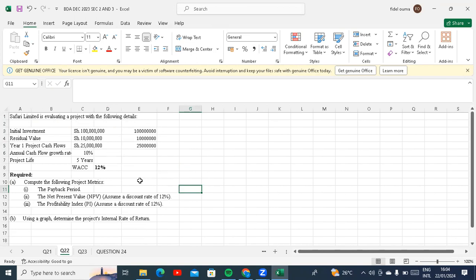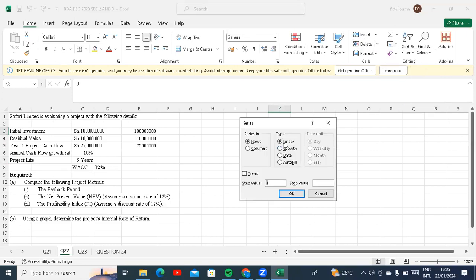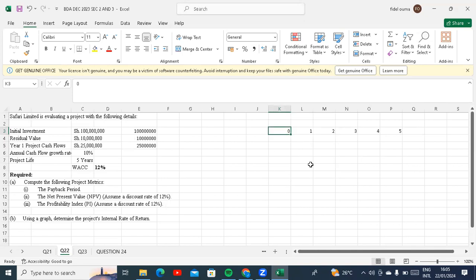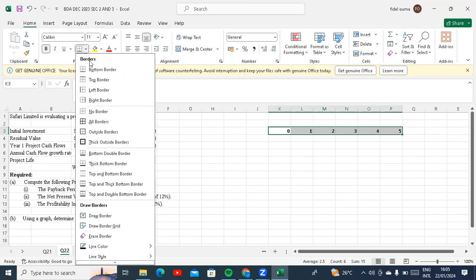Then now compute the following project metrics. So this is how you'll go about it. I'll start with the year of investment, which is 0, and it has a 5-year project life. So I'll go to home, then series, so that I can fill it faster. My step value is 1, then I stop at 5 years. Then I'll bold this and create the bottom border.